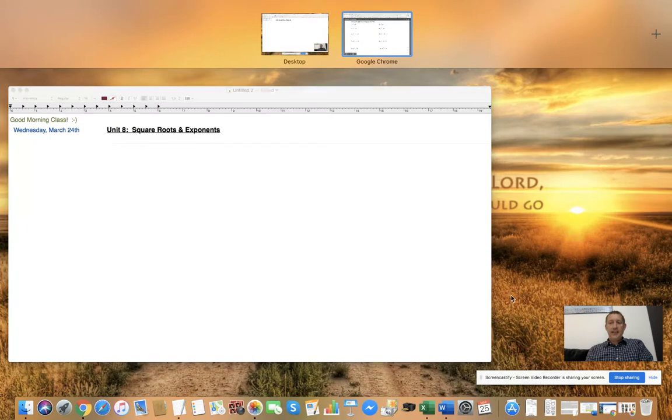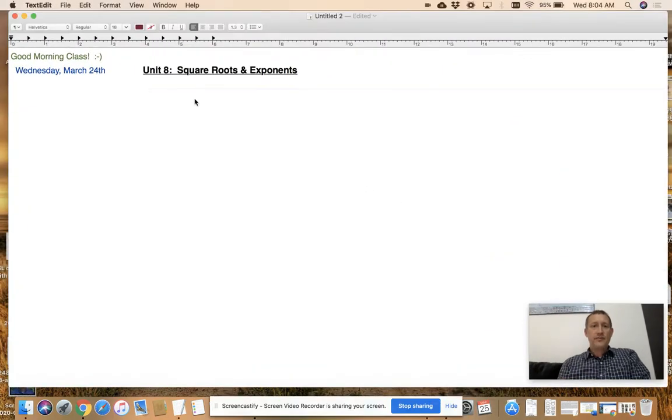So today we're going over Unit 8, square roots and exponents. And we're going to be looking at how to solve quadratic equations. So this is day 4. What we're doing today is we're going to solve equations using square roots.